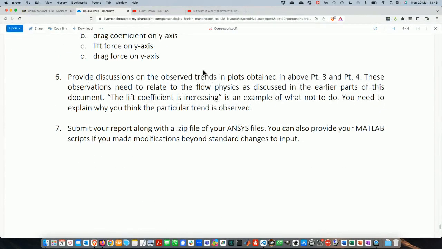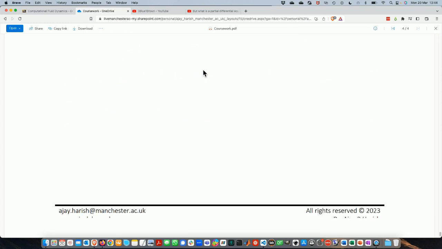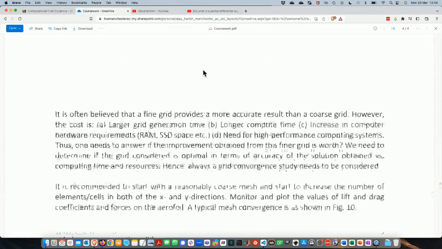And last thing is, you want to talk about observed trends, right? So you plotted something with regard to a particular free stream velocity, and let's say you looked at lift and drag, so how is this changing, right? So we are more interested in what's the trend rather than just the plot itself. So if you look at a grading rubric, that should be somewhere on top as well.